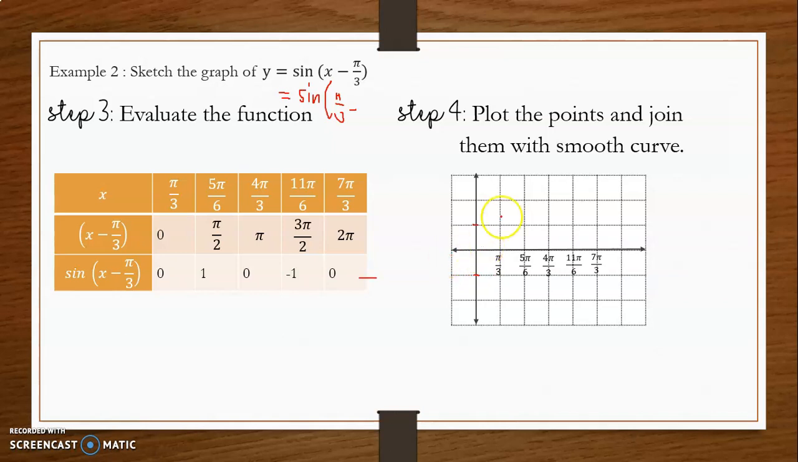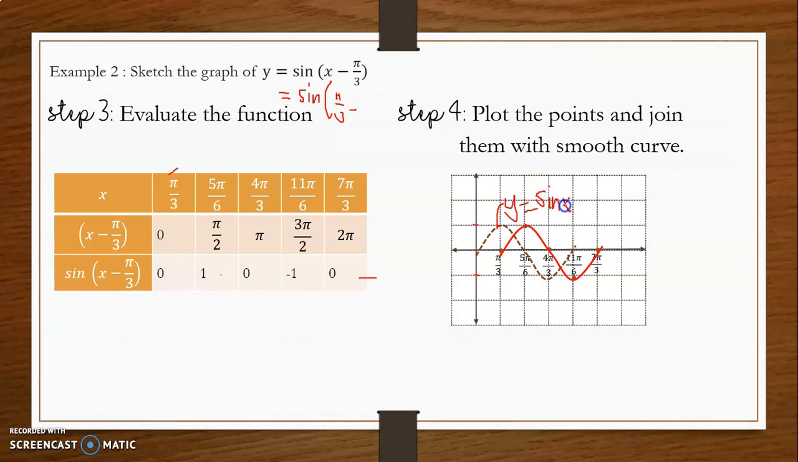The difference now is that we do not start at the origin, because our x started from pi over 3. If our x is pi over 3, our value of the function is 0. If it is 5 pi over 6, our function is equal to 1, then 0, -1, and 0. Let us join them using a smooth curve. The broken line shows the graph of y is equal to sine x.